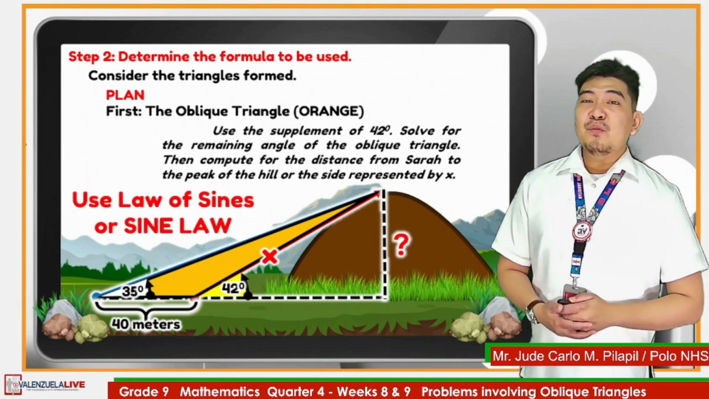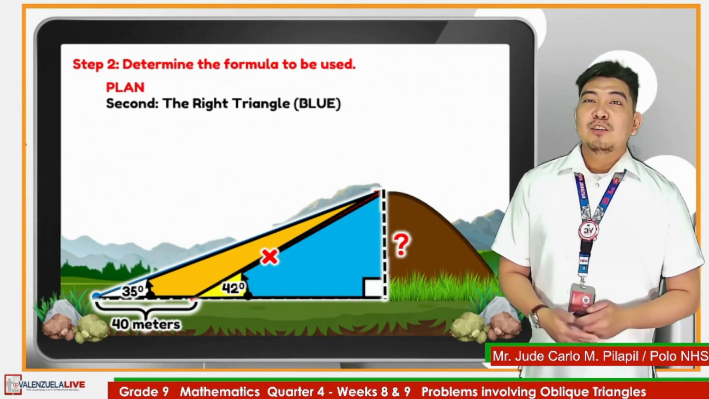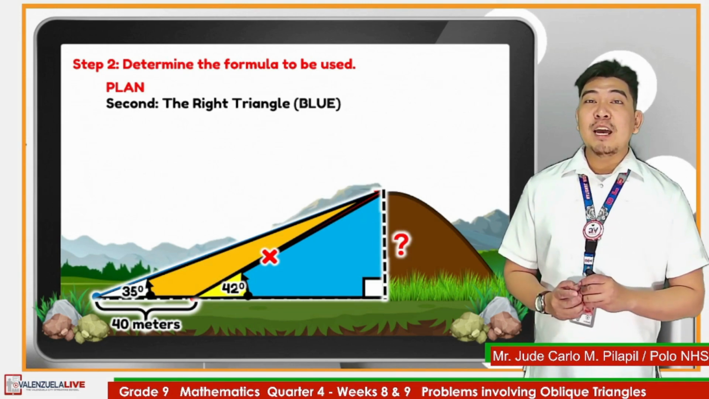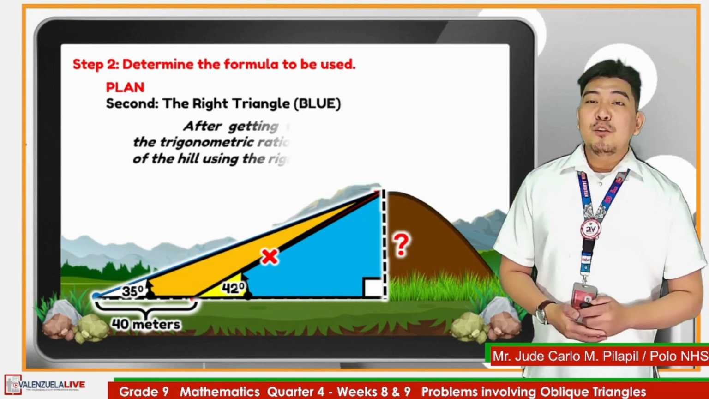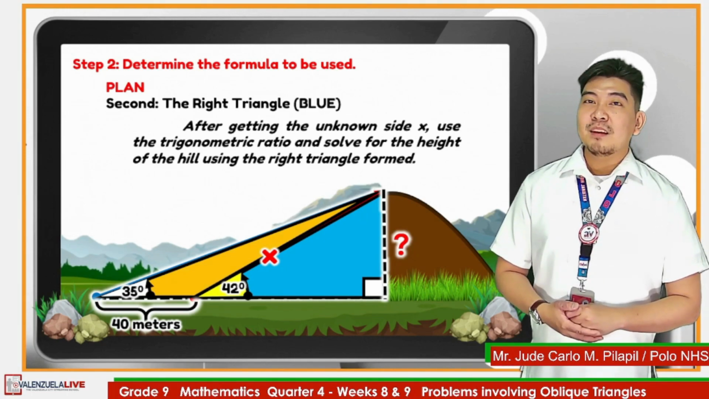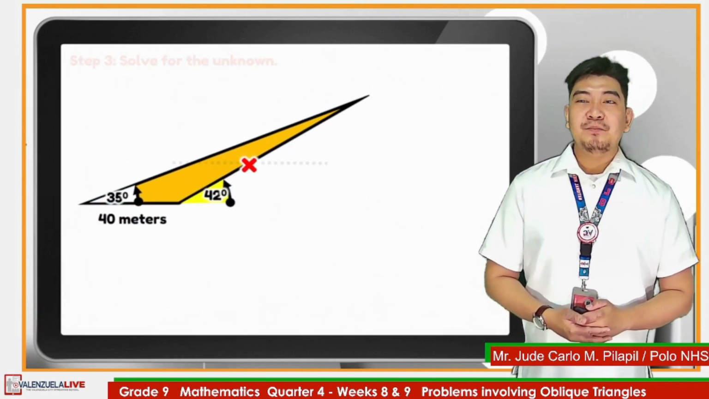After getting the value of x, we go to step number 2 of the plan. So using the right triangle described by the blue triangle in the figure, we use the trigonometric ratio and solve for the height of the hill. Now, let us go over and do the plan.